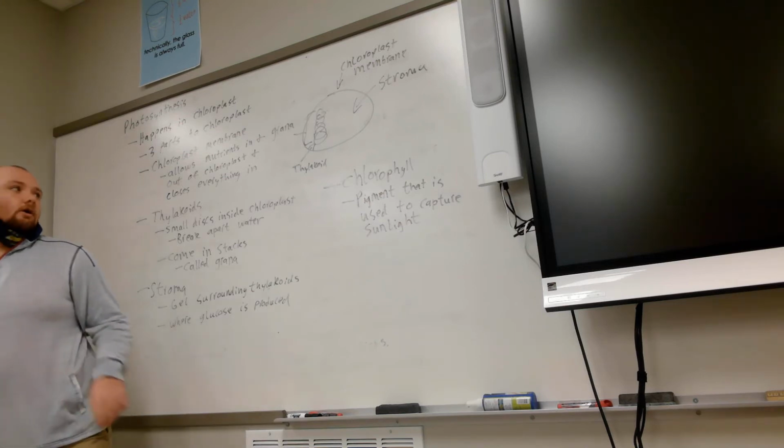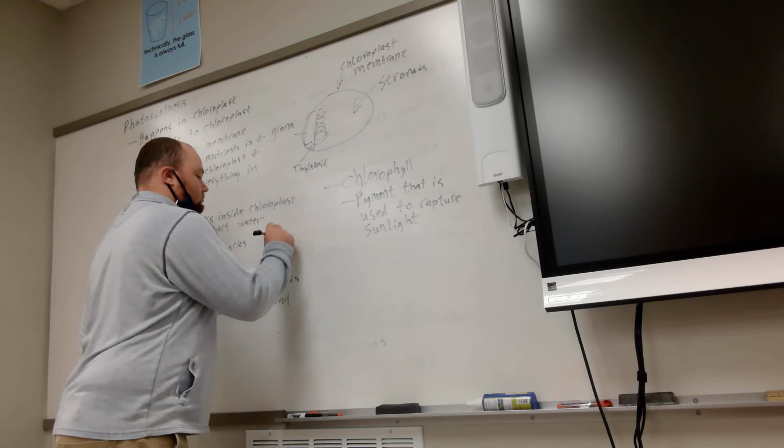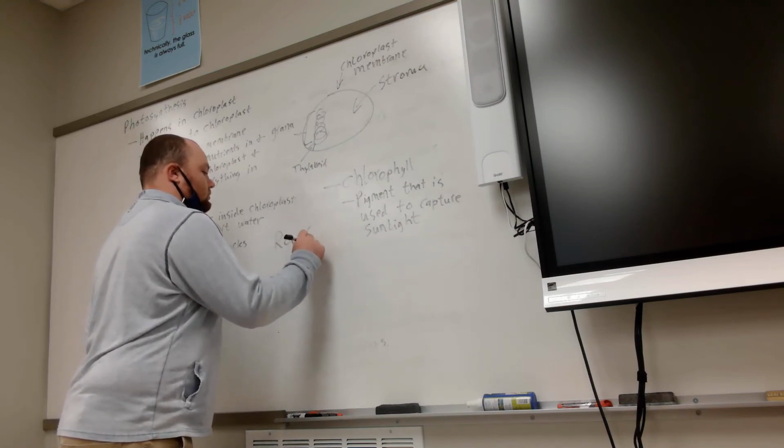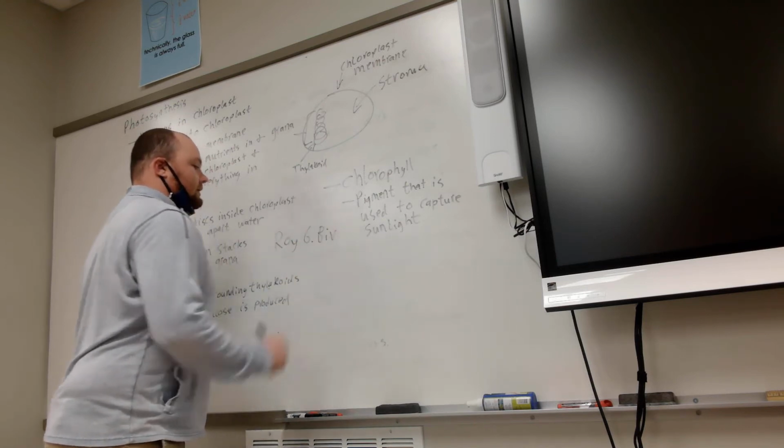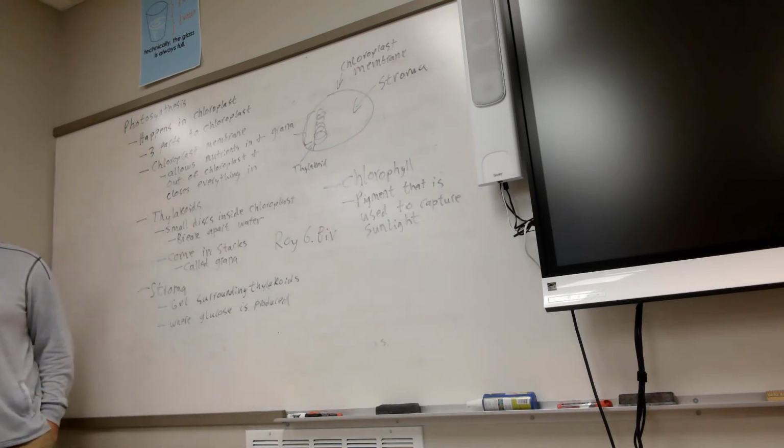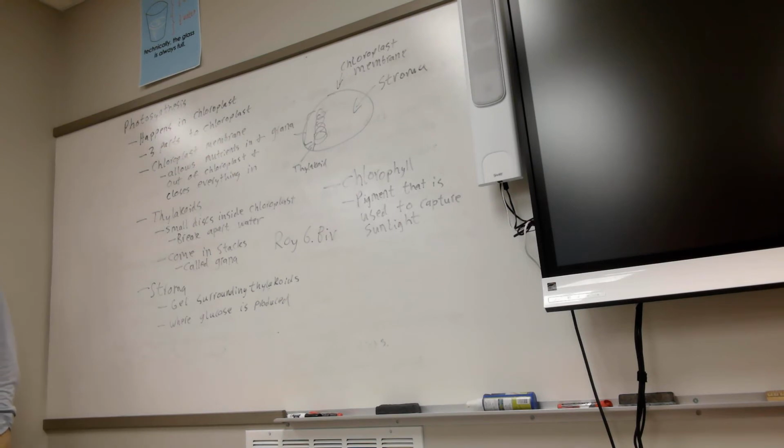So you guys know what that stands for? Colors of the rainbow. It's also the colors of the visible light spectrum. Red, orange, yellow, green, blue, indigo, violet. Okay? Which one of those do you think chlorophyll captures and which one of those do you think chlorophyll doesn't capture? Green.